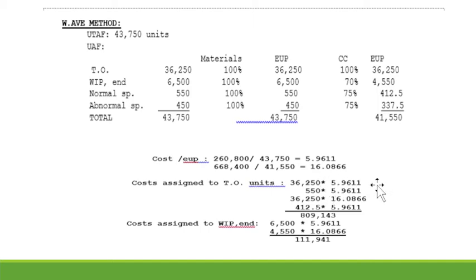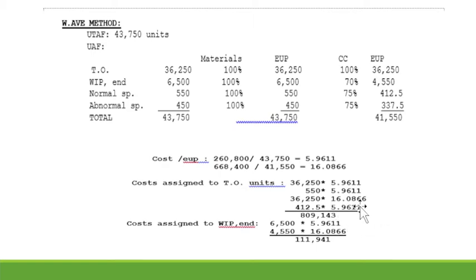36,250 times 5.9611. Dahil po ito ay transferred out units, ano ang kino-consider? Yung transferred out at saka yung normal spoilage units. 550 times 5.9611. Okay, i-add mo lang yan. Then, EUP naman ng conversion cost, 36,250 times 16.0866. And then, 412.5 na normal spoilage EUP under conversion cost times 412.5 times, sorry, this is erroneous. This should be 16.0866. Ito, mali yan. Ang total niyan dapat is 809,143. Pero tama yung sagot niyan.